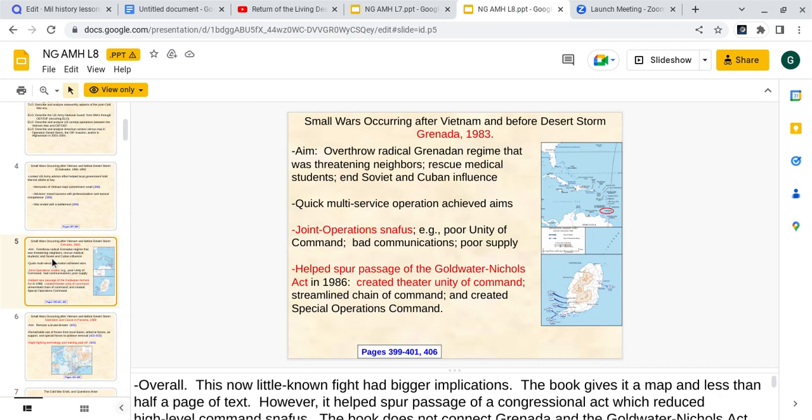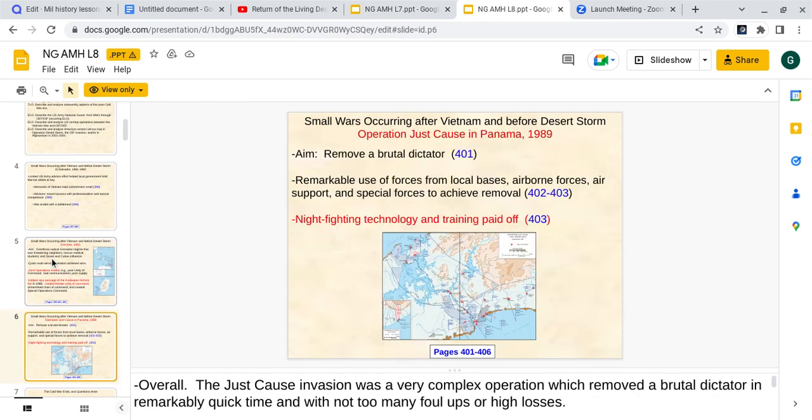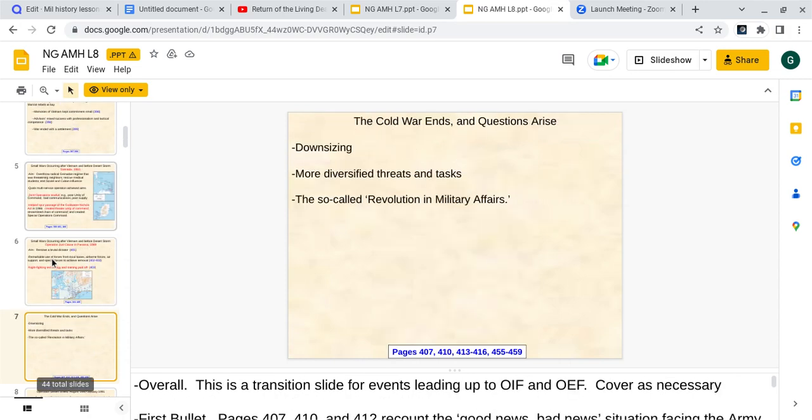However, after Grenada, it helped to spur passage of the Goldwater-Nichols Act. And the Goldwater-Nichols Act is very important. Just to summarize what's important about it, it created theater unity of command. So now we've got greater unity of command. We got commands and orders, and decisions, coming from one source. And that's what's so important about the Goldwater-Nichols Act. It created better unity of command on the battlefield. The U.S. Army is doing things a little bit differently now, so now they have greater unity of command thanks to the Goldwater-Nichols Act.